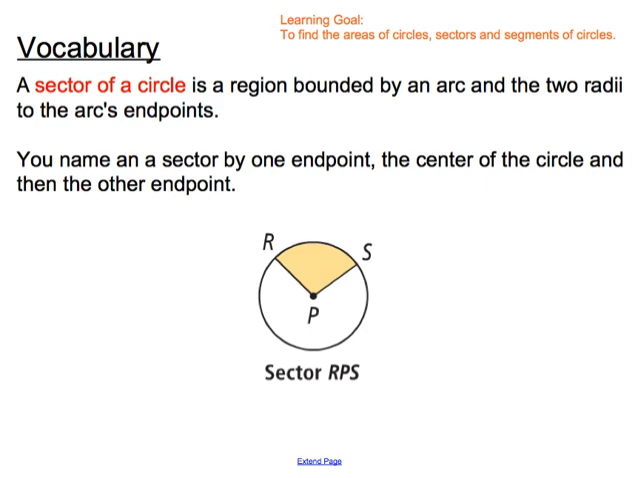While you've probably dealt with the area of a circle quite a bit, finding the area of a sector is something that's probably new. So first let's define what a sector is. A sector of a circle is a region bounded by an arc and the two radii to the arc's endpoints. Here you can see we have arc RS and two radii, PR and PS. The region shaded in yellow is called sector RPS. We name sectors by using one endpoint, the center of the circle, and then the second endpoint of the arc.